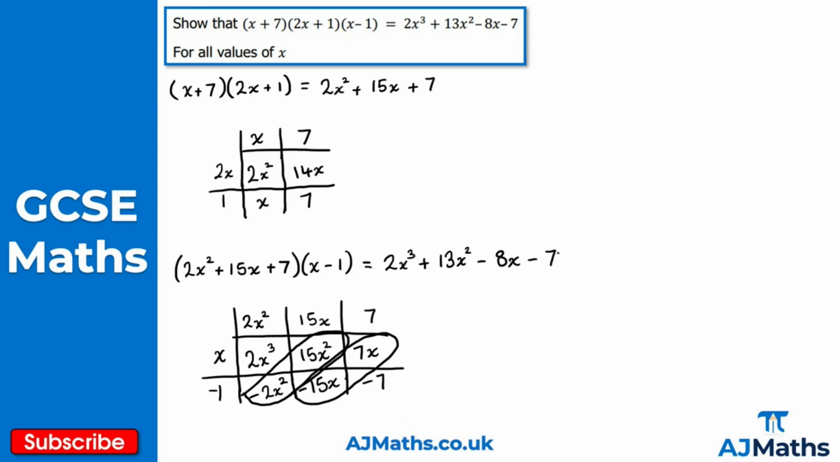Okay. And we just double check this here. We start with 2x cubed. We get 2x cubed as well, so that's good. We then get 13x squared. They also have 13x squared. Minus 8x, and then finally minus 7 and minus 7. So that's perfect. So we just put for all values of x, what we need to simply put there at the end.